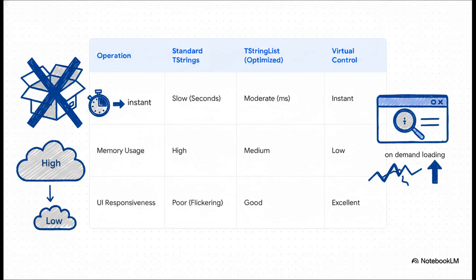A virtual control works on a completely different principle. It doesn't actually load all 100,000 items into memory. Instead, you just tell the control, hey, there are 100,000 items in the list. That's it. Then, as the user scrolls, the control comes back to your code and asks, okay, I'm about to show item number 50,005. What text should I display? You provide the data just in time, only for the handful of items that are actually visible on screen. The result? Loading is instantaneous, and memory usage is incredibly low. It's just a brilliant approach.